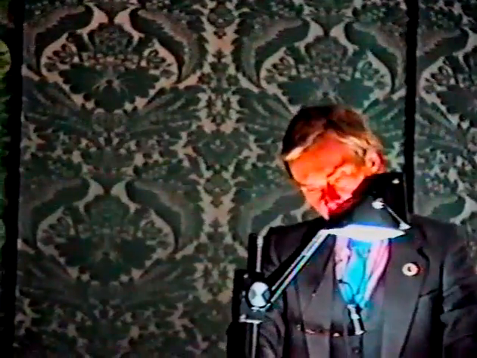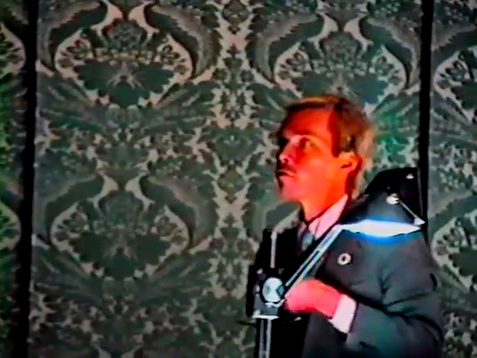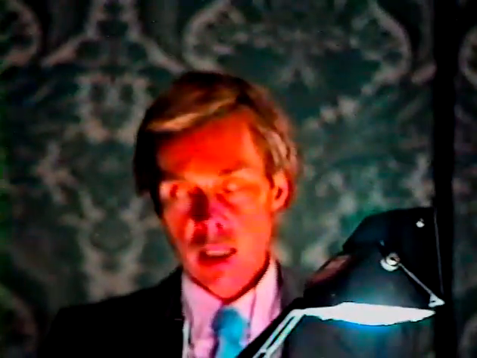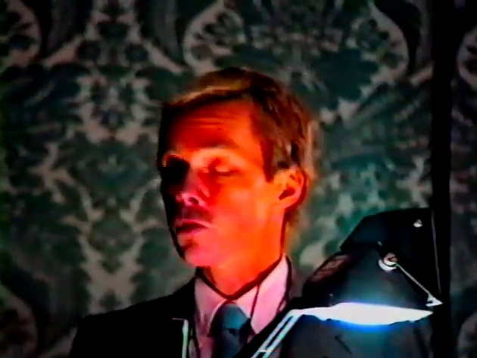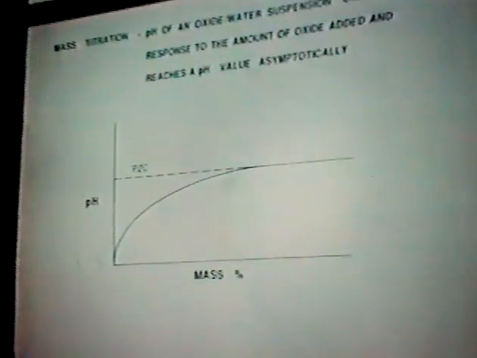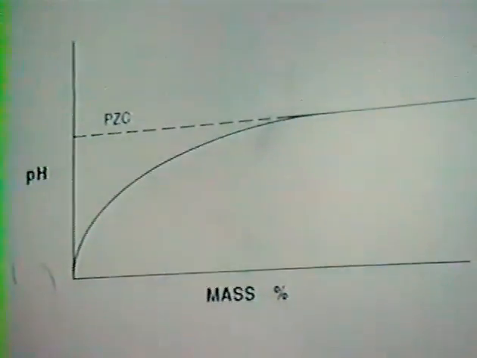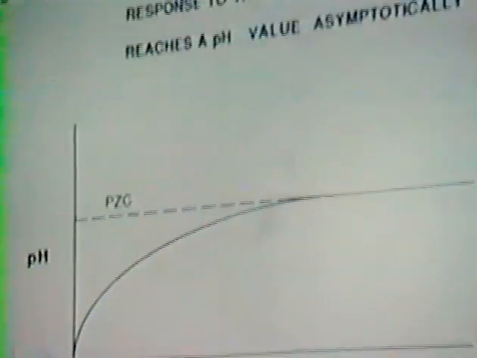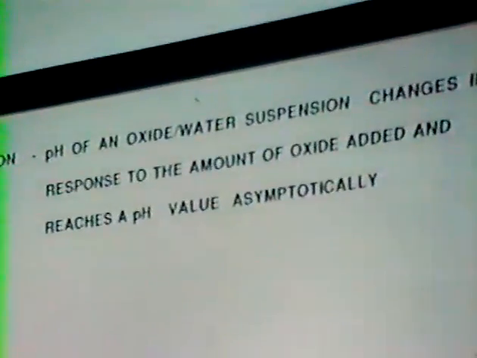Well, we've observed in the laboratory that if we add incremental amounts of mass of solid to water and measure the pH, doing it reasonably carefully, there is a change in the pH of the solution, and eventually, when we add enough mass, that pH comes to an asymptotic value. We call this mass titration. The observation is that the pH of an oxide-water suspension changes in response to the amount of oxide added and reaches a pH value asymptotically.